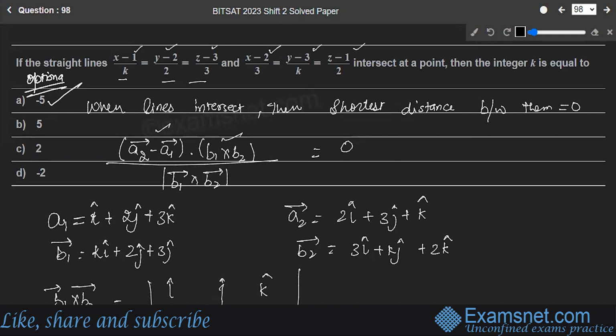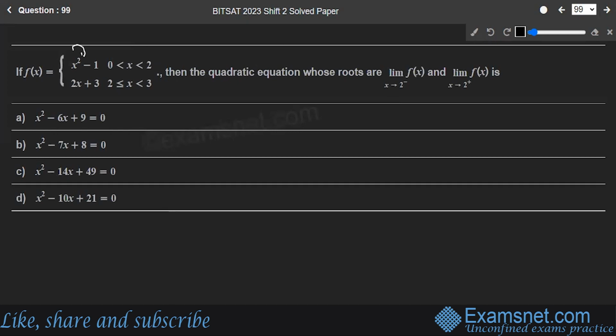Hope you understood this. Next is question number 99. If fx is equal to this, where x lies between 0 and 2, and fx is equal to this, where x lies between 2 and 3, then the quadratic equation whose roots are this and this is. Okay, so you have fx is equal to x square minus 1 and 2x plus 3 for x lying between 0 and 2, and for x greater than or equal to 2 but less than 3.